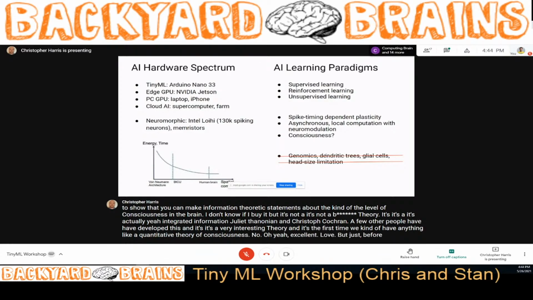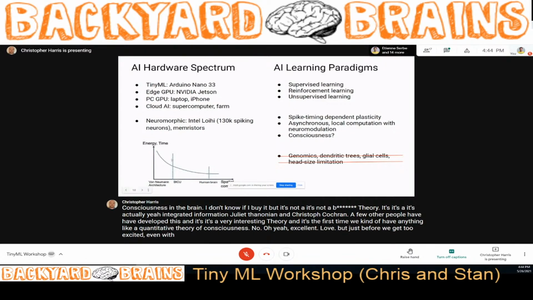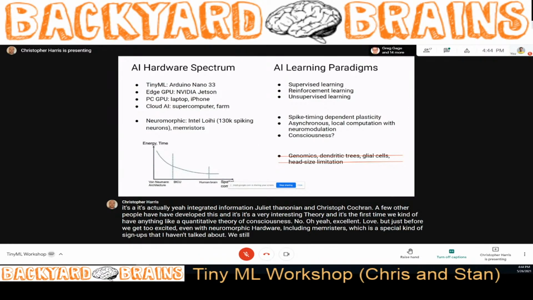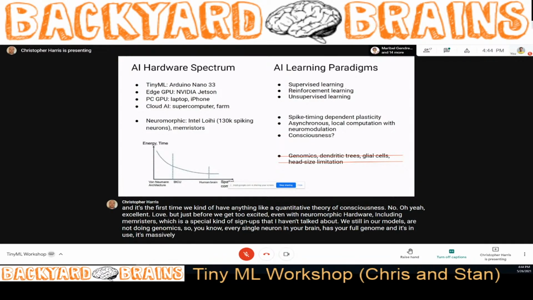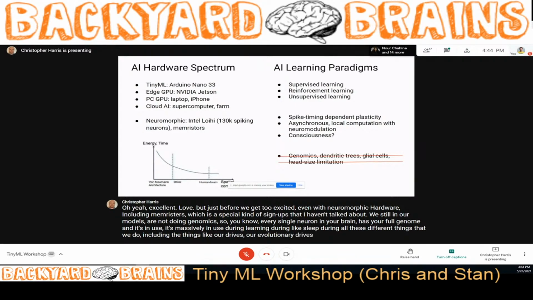Just before we get too excited, even with neuromorphic hardware, including memristors, which is a special kind of synapse that I haven't talked about, in our models we are still not doing genomics. Every single neuron in your brain has your full genome, and it's in use. It's massively in use during learning, during sleep, during all these different things that we do, including our evolutionary drives, which are highly modulated at the genetic level. So if you remove that from a system, what happens? We don't really know.